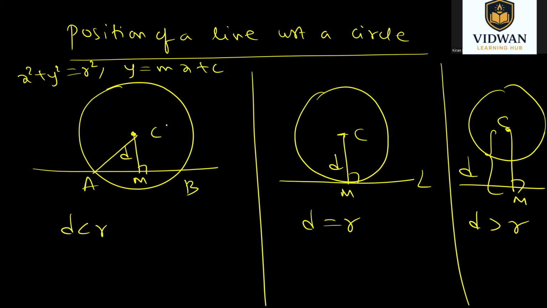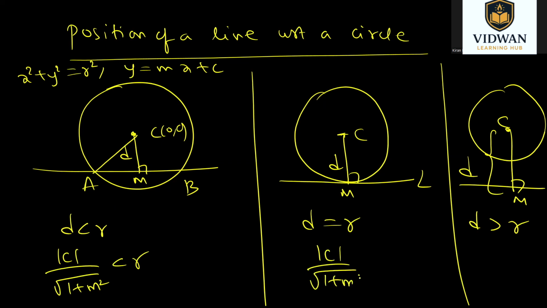So the center is nothing but the origin in this case. What is the distance from the origin to this straight line? Mod c by root of 1 plus m square. That is your d value. This is less than the radius. And here mod c by root of 1 plus m square is equal to the radius. And here mod c by root of 1 plus m square is greater than the radius.